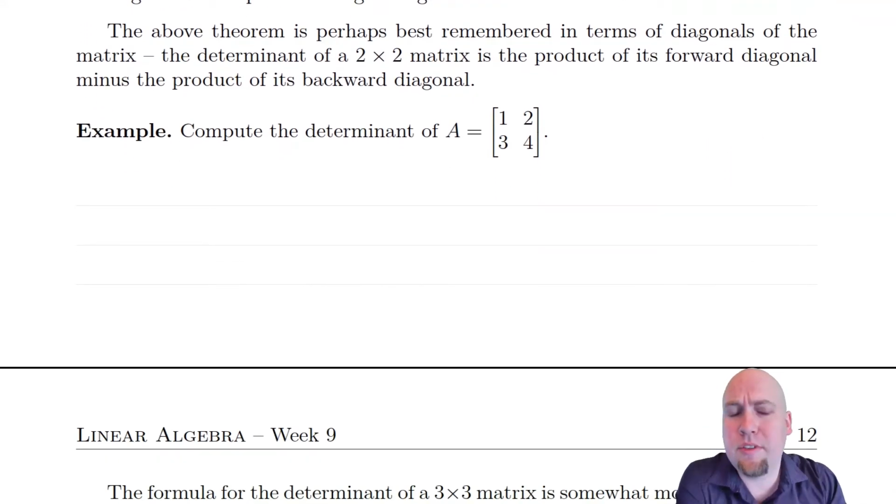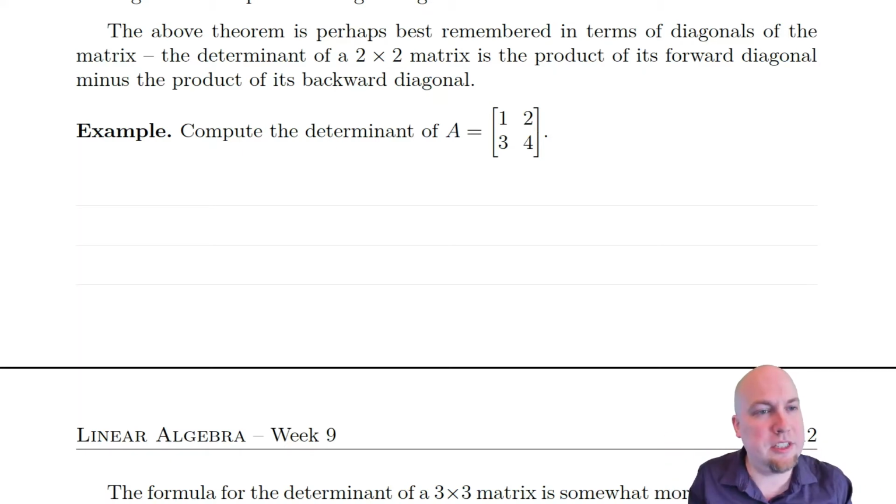The way to remember this theorem is that for a 2x2 matrix, the determinant is the forward diagonal minus the backward diagonal. Now we've seen two different methods of computing determinants for 2x2 matrices at least. So let's go through an example. Let's compute the determinants of this matrix in both different ways that we've now seen.